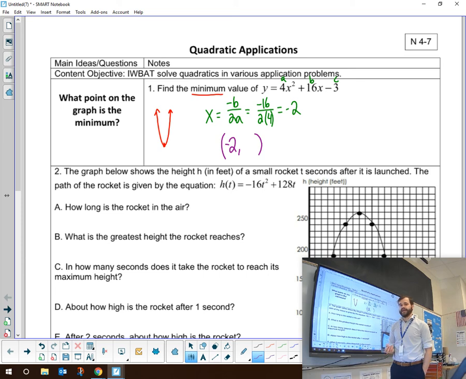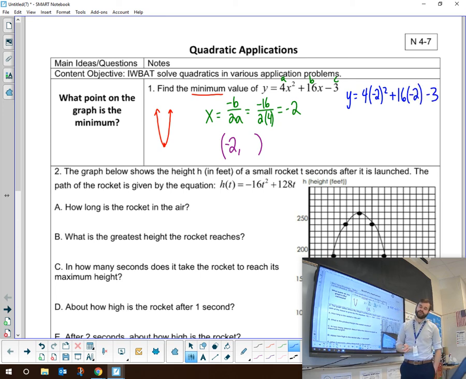Now, to find that y, we're just going to take my x, plug it back in for x, and see what the y is. So we're going to take my original equation and plug it back in. I'm going to take this negative 2 and plug it in for x here. So we're going to go y equals 4 times negative 2 squared plus 16 times negative 2 minus 3. Of course, you can use your calculator to help you with this, but let me run through it real quick.